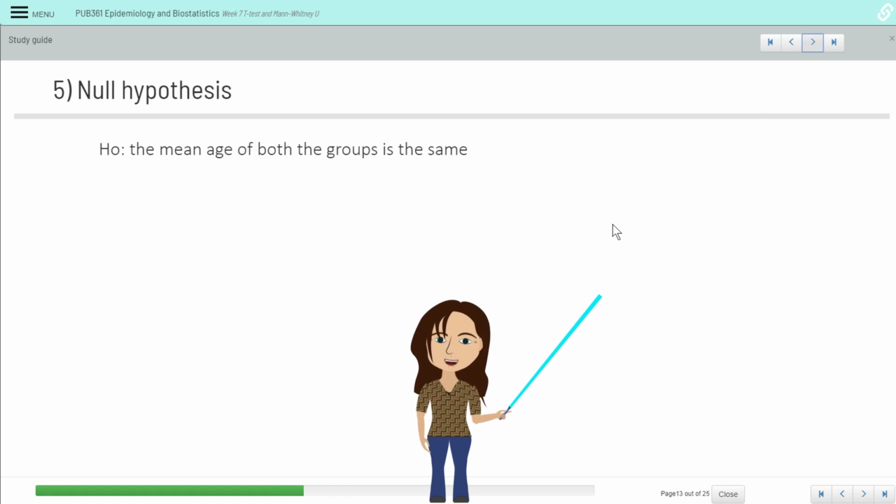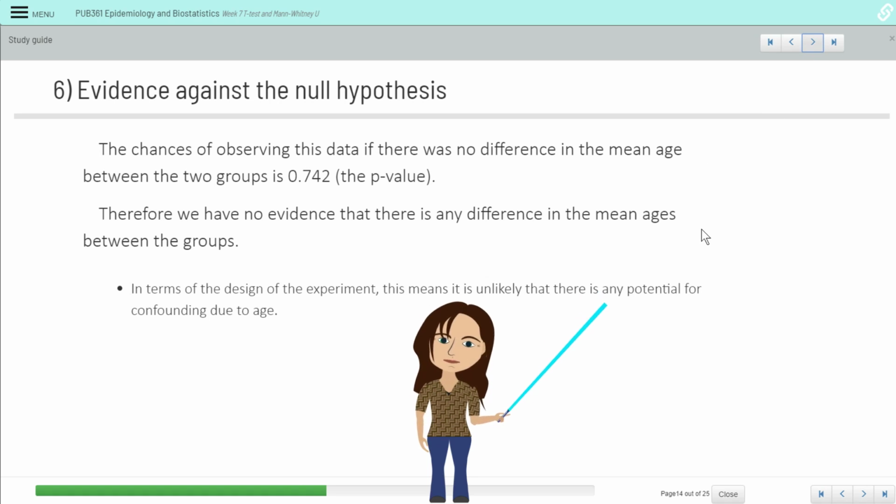So the null hypothesis is that the mean age of both the groups is the same. The chances of observing this data if there was no difference in the mean age between the groups is 0.742, which is the p-value. Therefore, we have no evidence that there is any difference in the mean ages between the groups. So in terms of the design of the experiment, this means it's unlikely that there is any potential for confounding due to age. So this is a good thing.